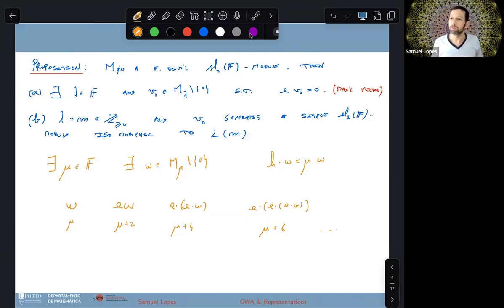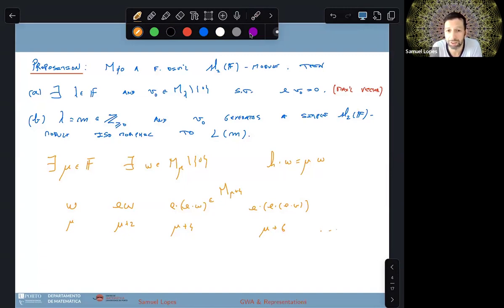What's wrong here? Well, these elements are eigenvectors provided that they're not 0. What I really proved is that, for example, this is in the space M mu plus 4. An eigenvector is a non-zero vector in this space. So I know that this element is in M mu plus 4. If it's non-zero, it's an eigenvector. If it's equal to 0, well, then it's equal to 0.